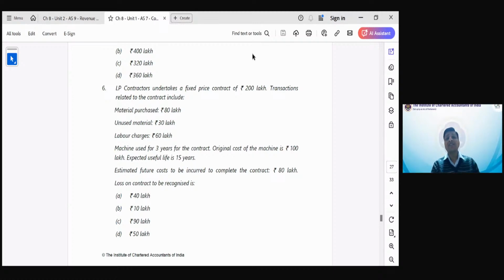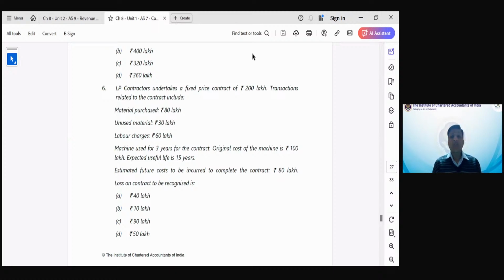Now, if you look at the question, they are not asking you whether there is a loss on the contract or not. In a way, the question has clarified that there is a loss. You just need to comment on the amount of loss. So that is good. At least that part of confusion is not there.